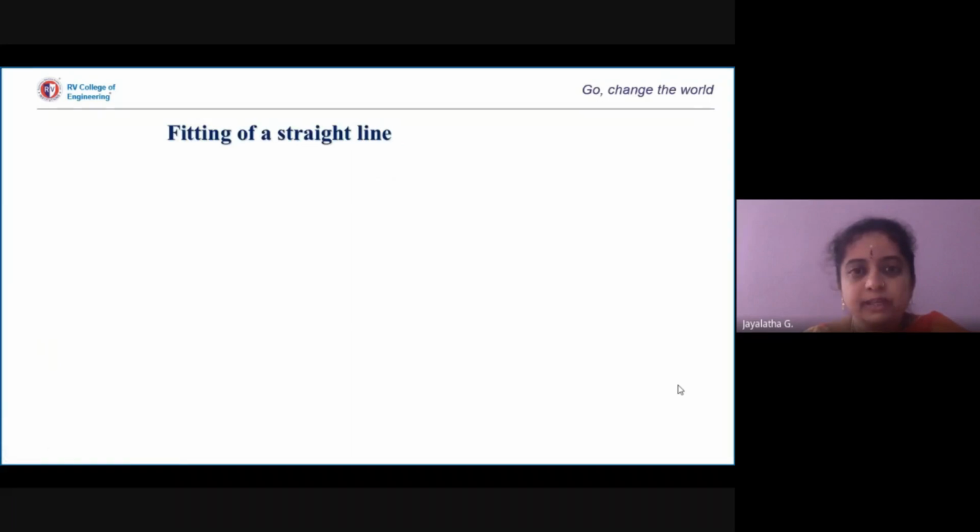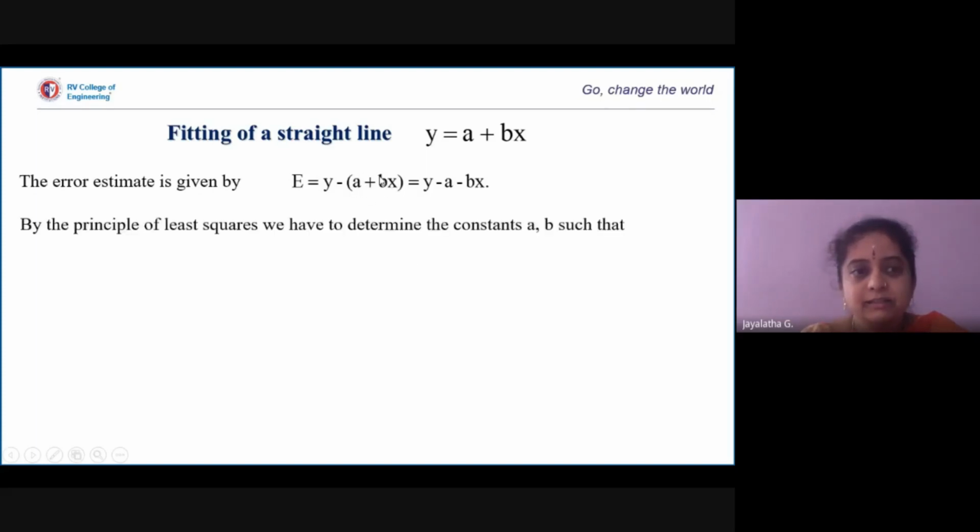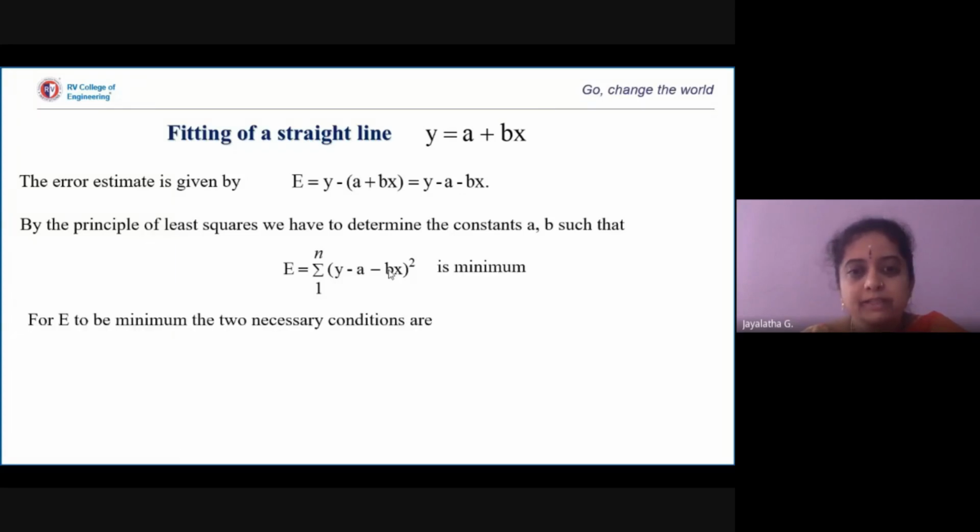So let us just quickly recall fitting a straight line. You have the error estimate given by yi minus yi hat, right? This y is your actual data. You are trying to approximate it to a plus bx, right? So this is your yi hat. And by the principle of least squares, you have y minus yi hat whole square to be minimum, correct? So the parameters which make this minimum are a and b. So let's recall the maxima minima, differential calculus. How will you find maxima minima?